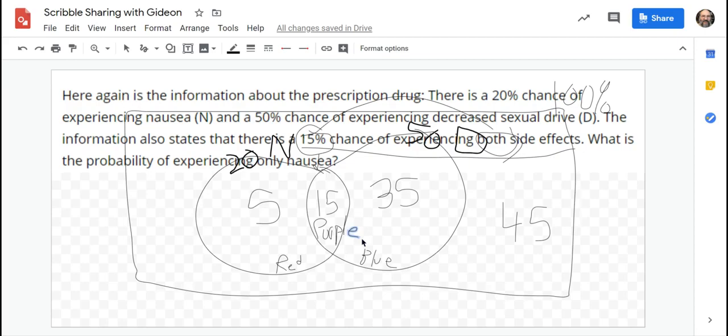They might ask how many people, what's the chance of experiencing only one side effect? Oh, that's the 35 plus the 5. What's the chance of experiencing no side effects? That's the 45, right? Any question that they ask can now be answered by referring to the Venn diagram and translating that question into which of these 4 regions am I going to add up to answer the question. And remember, you've got the both, the only the one, only the other, and none of them.